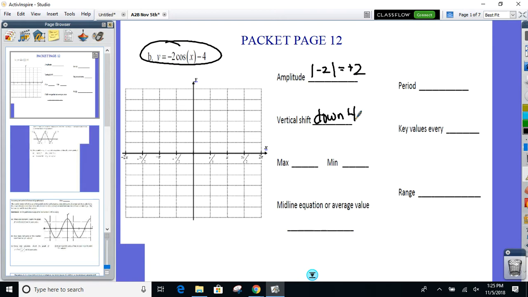What's the period here? 2 pi, and that's been the same until today. I'm plotting a point at every 90 degrees, aka pi over 2. That will change today. All right, hopefully we have this ability to find out what my maximum and my minimum value is just by looking at the equation. I should not have to graph.